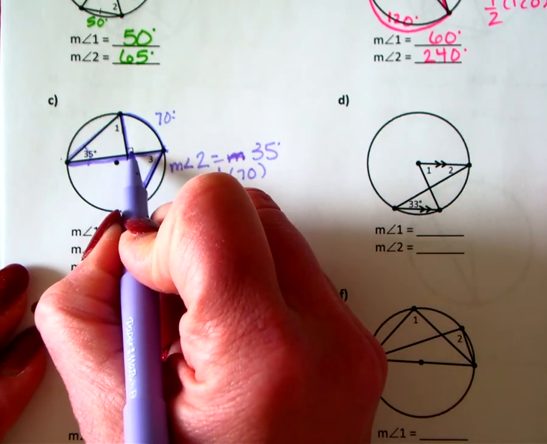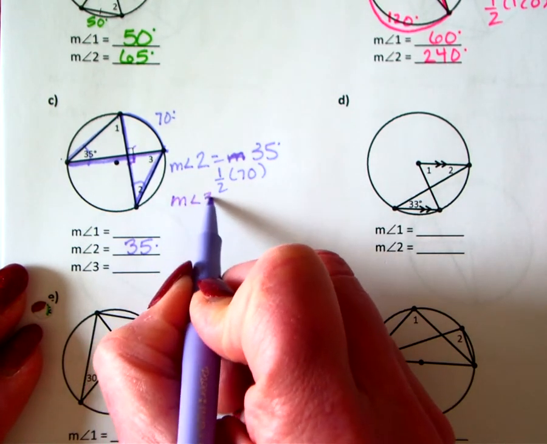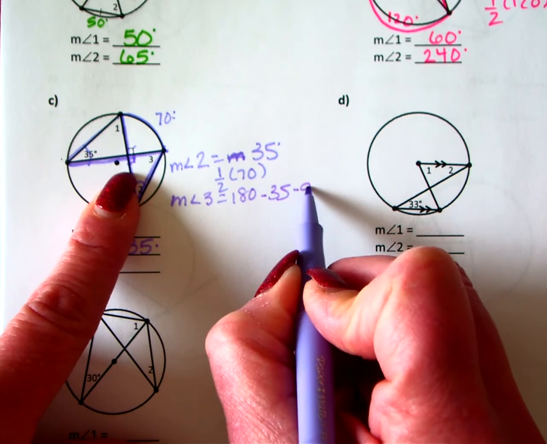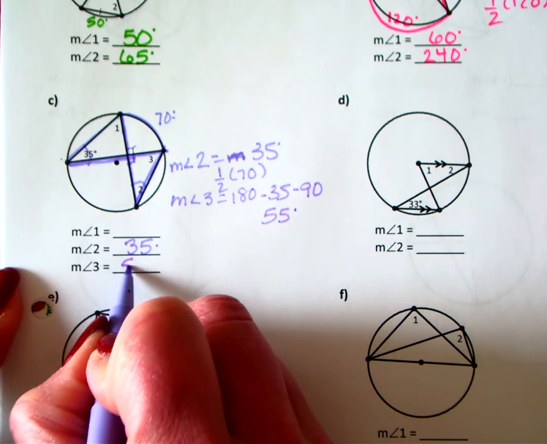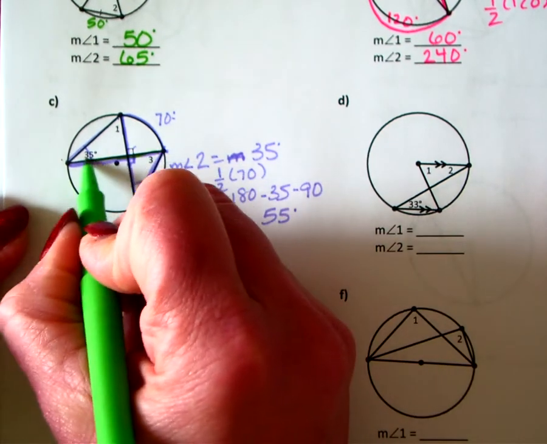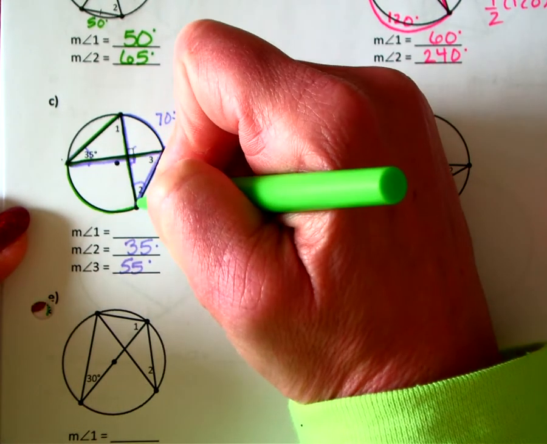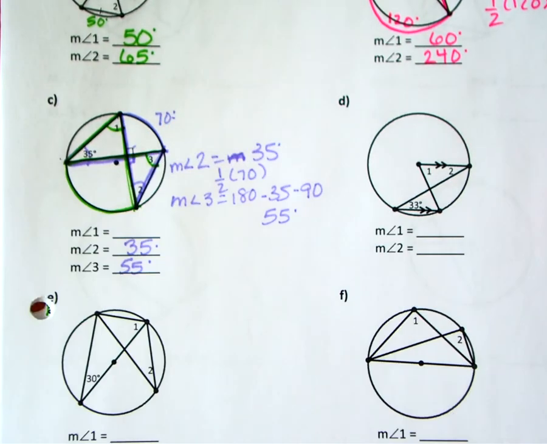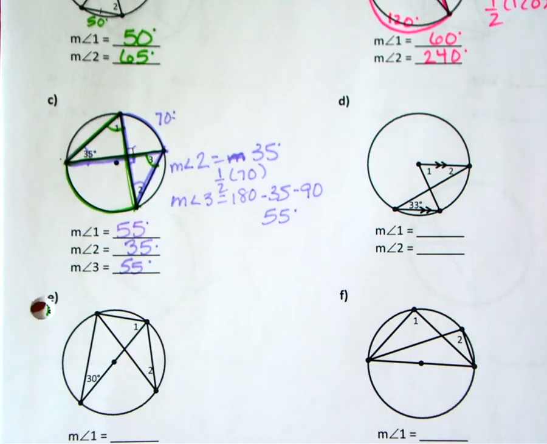I know that if I have a 90 degree angle here, this is 90 degrees. So to get the measure of angle 3, I can take 180 and subtract the 35 I just found for angle 2 and 90, and I get 55 degrees for the measure of angle 3. Okay, so let's look here. Angle 3 shares this arc with angle 1. See that? So 1 and 3 are congruent. And since I found 3 already to be 55 degrees, I know angle 1 is also 55 degrees.